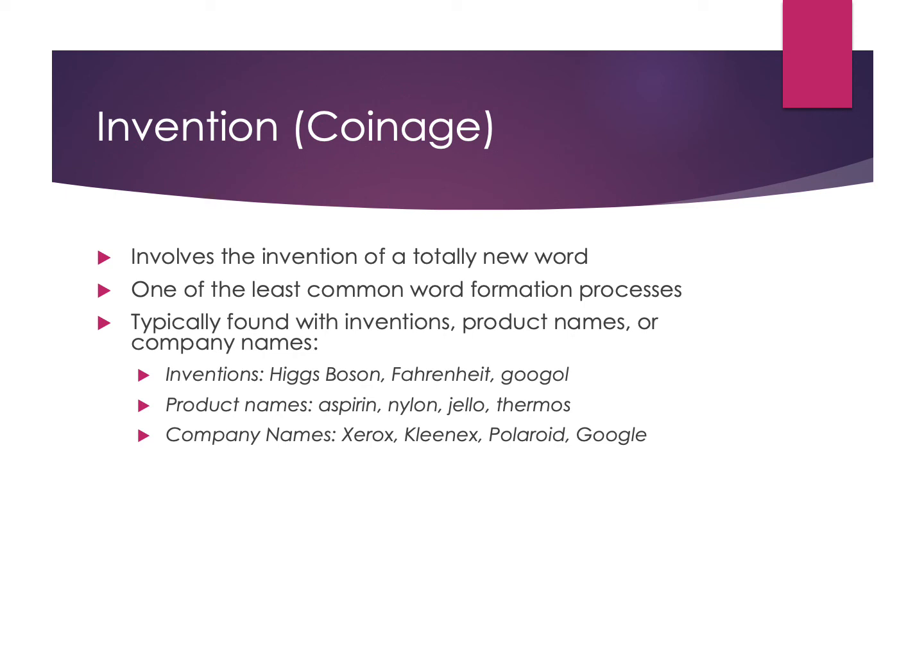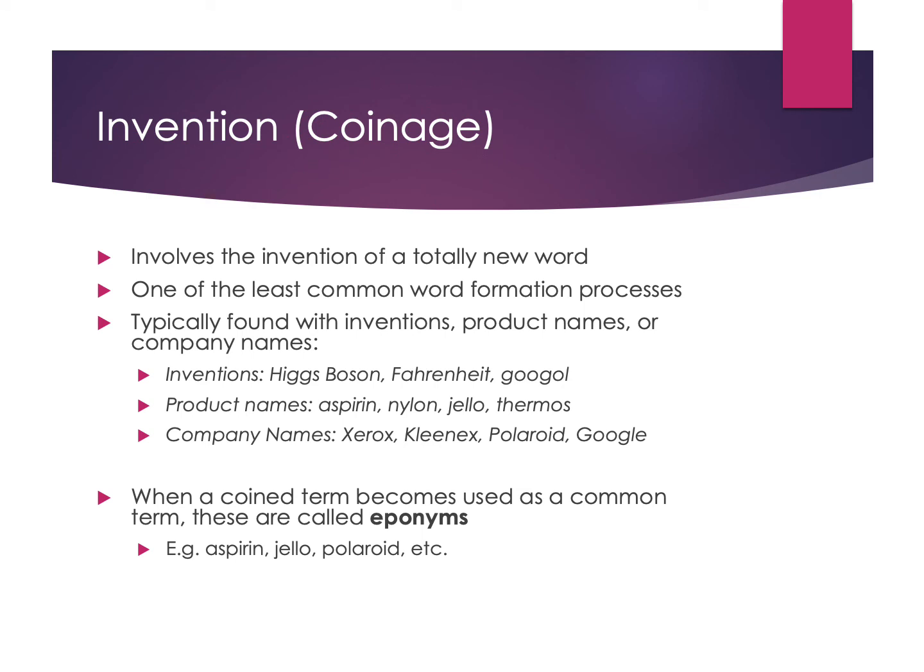And when we're doing this and a coined term ends up being used very commonly, these end up being called eponyms. So if it's something that we don't really think about as associated with its created name, a coined term, usually for a product name or a company, then these become eponyms. So things like aspirin, a lot of people don't realize that that started out as a brand name and then became used to refer to the drug that's in that pill.